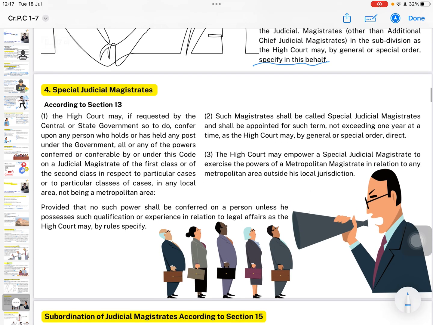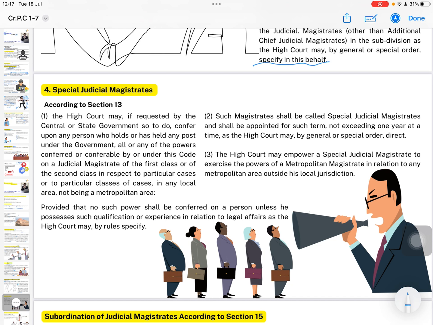Special judicial magistrate. According to section 13, the High Court may, if requested by the centre or state government so to do, confer upon any person who holds or has held any post under the government all or any of the powers conferred or conferable under this code on a judicial magistrate of the first class or of the second class in respect to particular cases or to particular classes of cases in any local area not being a metropolitan area. Such magistrates shall be called special judicial magistrate and shall be appointed for such term not exceeding 1 year at a time as the High Court may by general or special order direct.